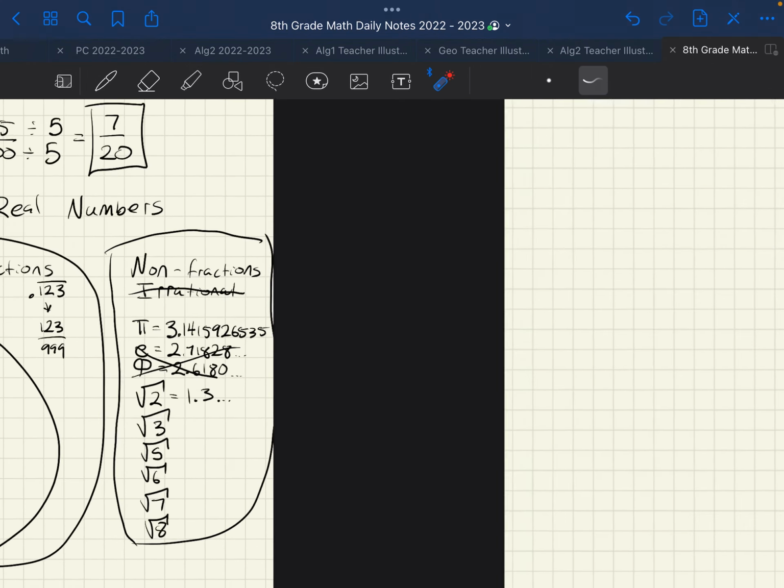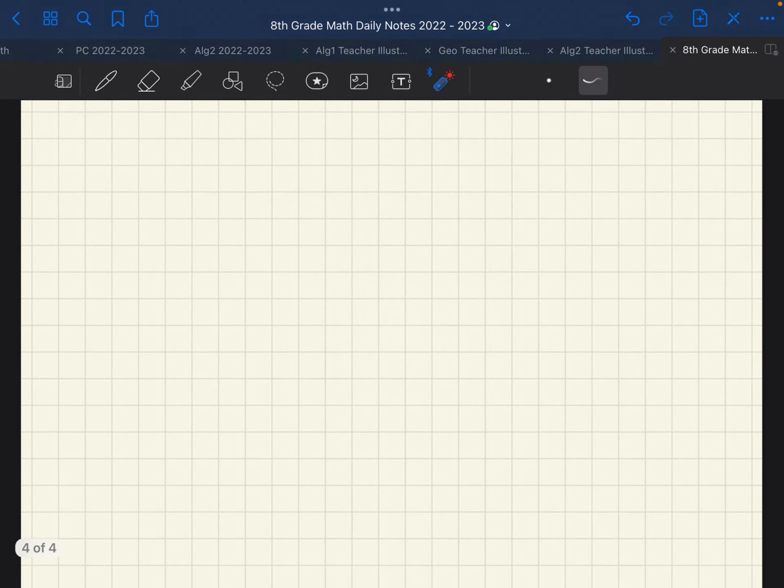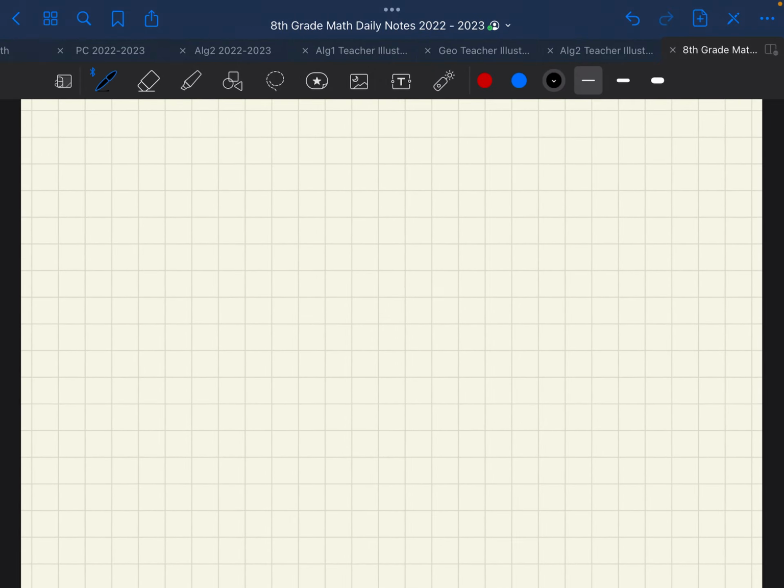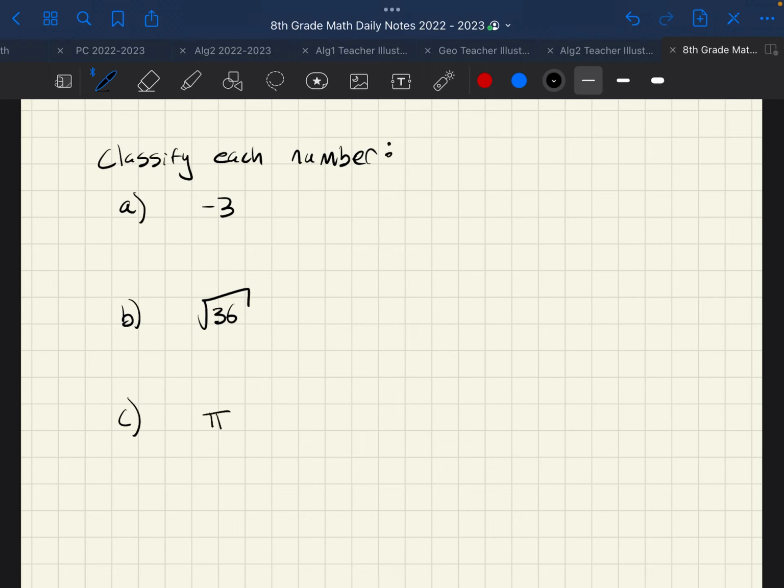Let me give you an example. I'm just going to continue on with my notes. So I'll have you say, classify each number. Oh, my handwriting could be better. I'll give you like 3 of them: A, B, and C. So let's do the number -3, square root of 36, and pi.